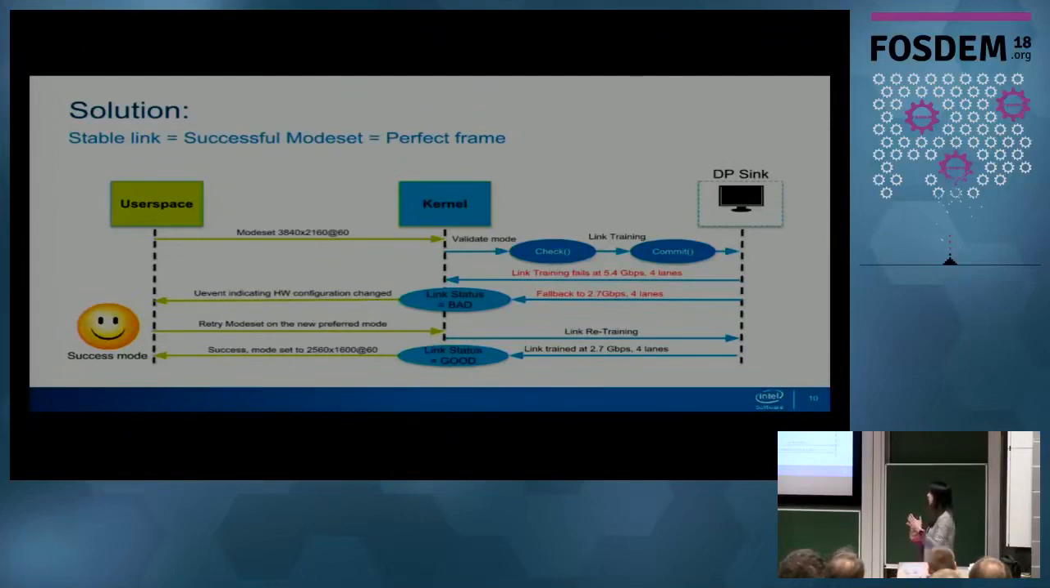It does for the link rates all the way to RBR, 1.62 gigabits per second. If that doesn't succeed, then it starts reducing the lane count, and it goes all the way to 1 lane. So it basically tries all the combinations and keeps reducing the resolution until it can show something on the screen, which is, even if it's really small resolution, better than the black screen.